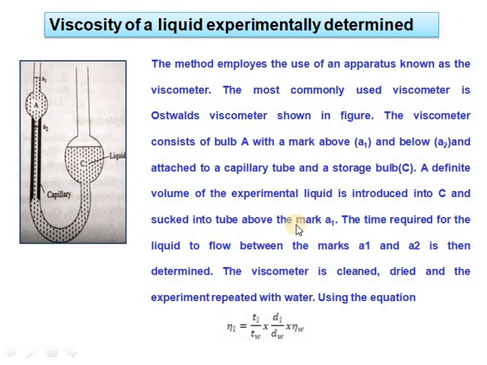A definite volume of the experimental liquid can be introduced into this side of the glass tube and sucked up above this mark A. Then open this and let the liquid flow from mark A1 to A2, and measure the time. The viscometer is cleaned and dried, and the experiment is repeated with the other liquids. By using this time in seconds we can measure the viscosity of those liquids, that is eta L is equal to TL upon TW into dL upon dW into eta W. The densities we can measure for the other liquids, and so we can determine the viscosity.